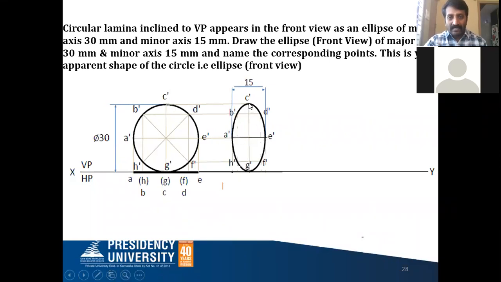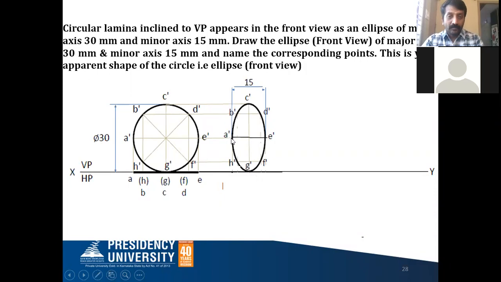And here, how to find out C dash? This is 15 millimeter. How to get the exact center line here? You bisect this 15 millimeter. Half of 15 millimeters means 7.5 millimeter. You bisect the line A dash E dash and draw one more vertical line like this. And on this vertical line, wherever your G projector line and C projector line pass, you call those C dash and G dash. Only 4 points you have to name as of now.